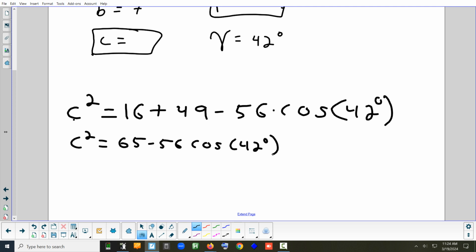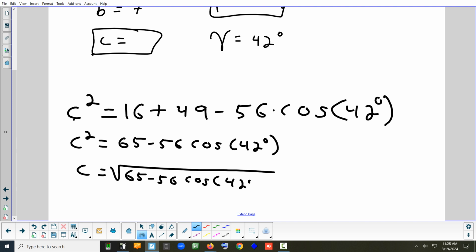Now, what I would do at this point, I wouldn't worry about doing anything else on the right-hand side because there's nothing else you can do without rounding. What we want now is to get C by itself. What do you have to do on each side to get C by itself? Take the square root. Yep, just take the square root on both sides. And if you type in this whole thing in one step, you're not going to do any rounding until you get to the final answer.